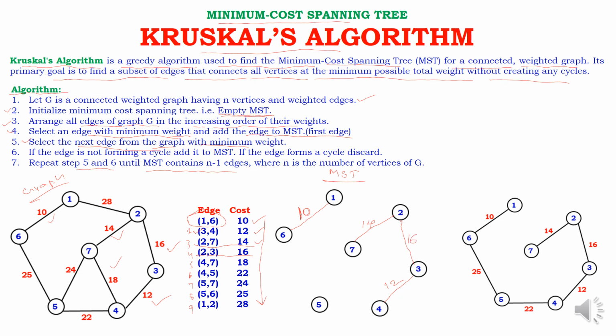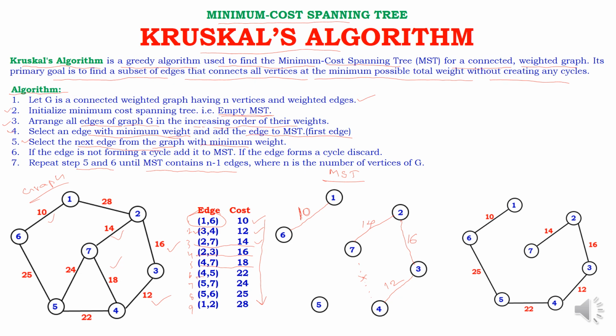The next one is edge 4 7 with weight 18. If you add this, it forms a cycle. So you are not going to add it, you are going to discard it. If the next edge is forming any cycle, do not add that one. Just discard it and go to the next edge.